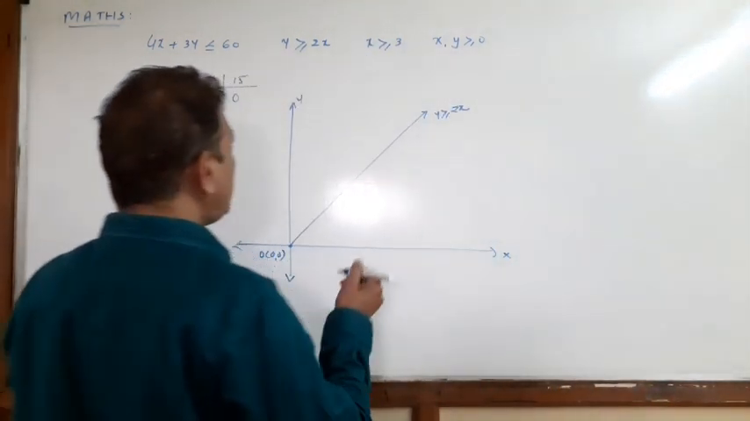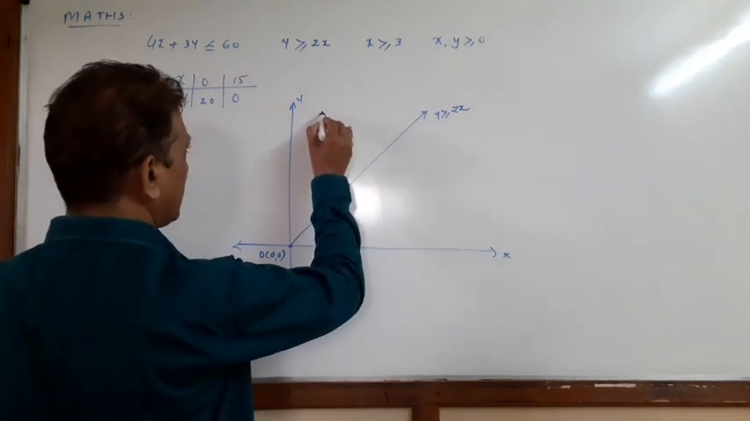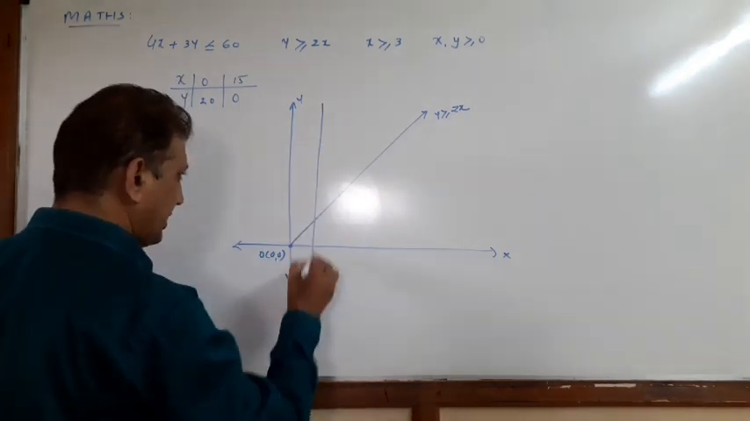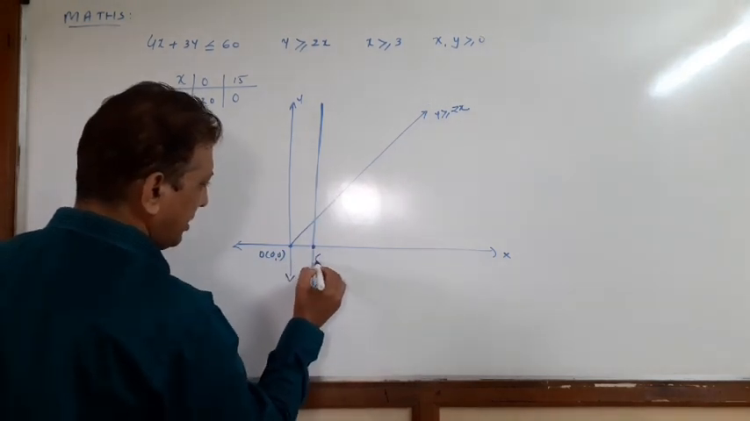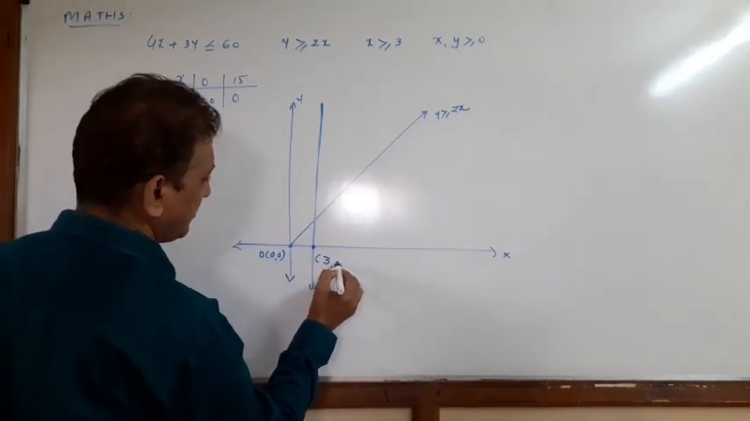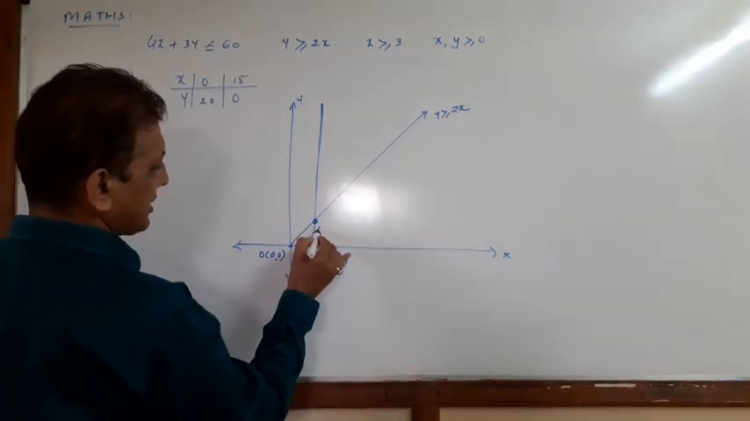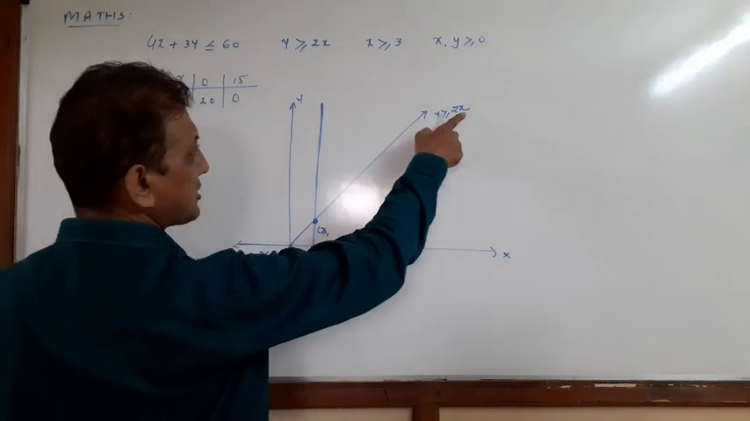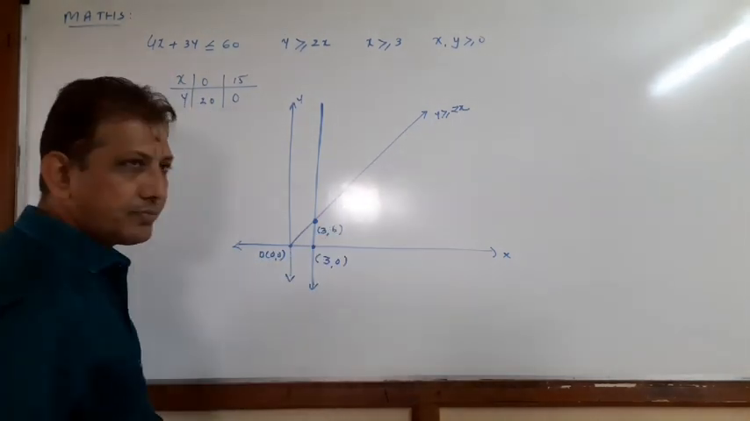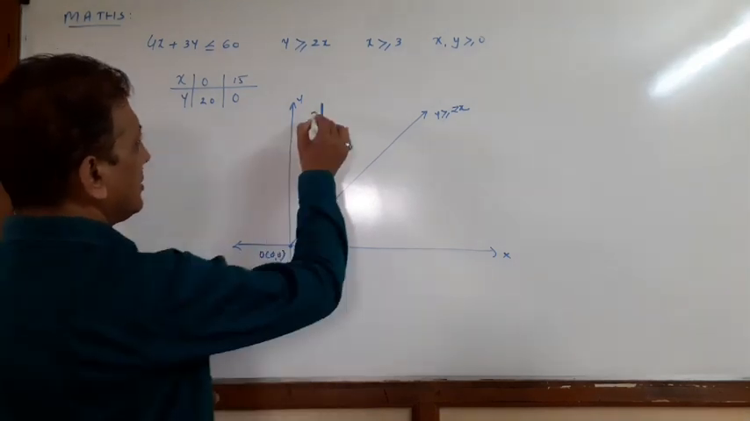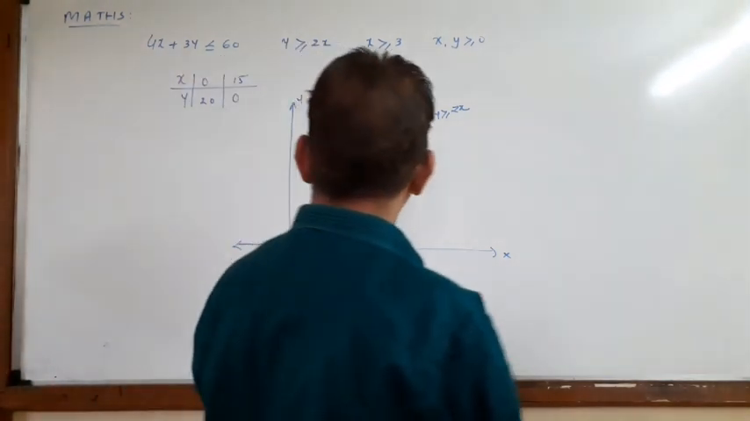Okay. Now we draw x greater than or equal to 3. Here, draw the vertical line through the point (3, 0). Put x equal to 3. 3 2s are 6, so y is 6. This is your line, x is greater than or equal to 3.